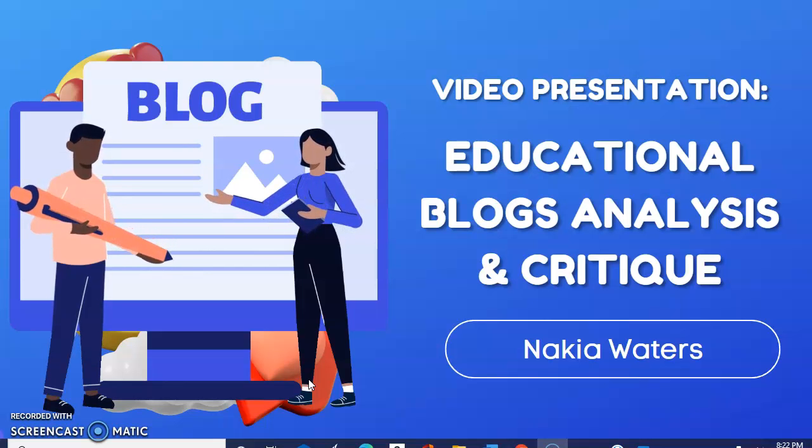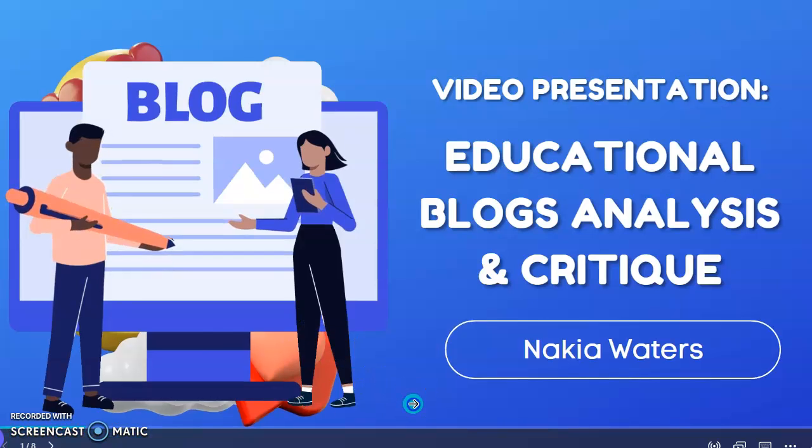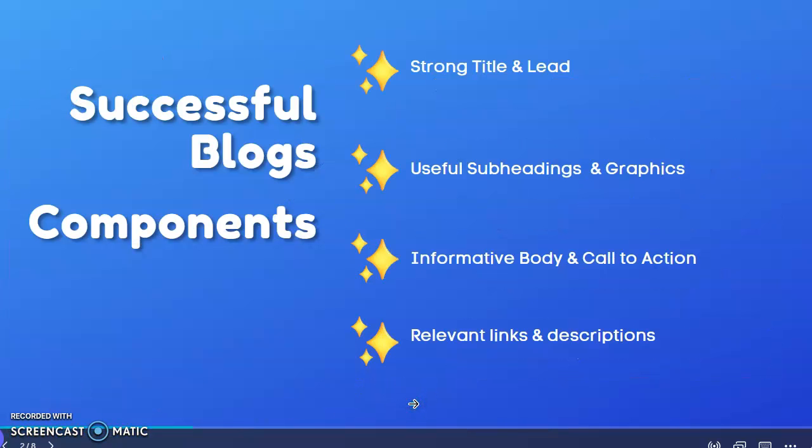We'll get started with what successful blog components are, and this was found in a Forbes article, which will be referenced at the end. You must have a strong title and strong lead sentence for your blog to really draw people in and catch their interest. Useful subheadings and graphics. Someone should be able to use those subheadings to get to the information they want, and the graphics should be appealing and add to the blog.